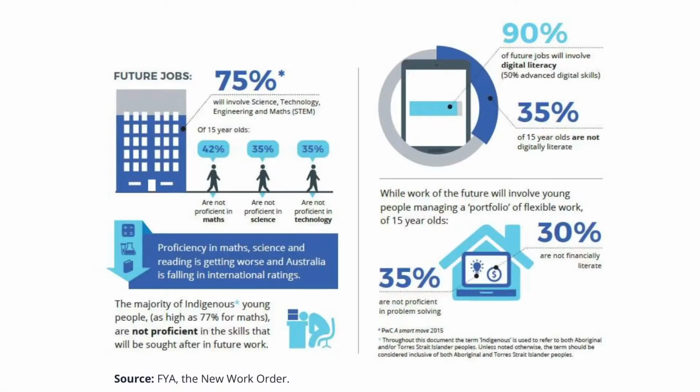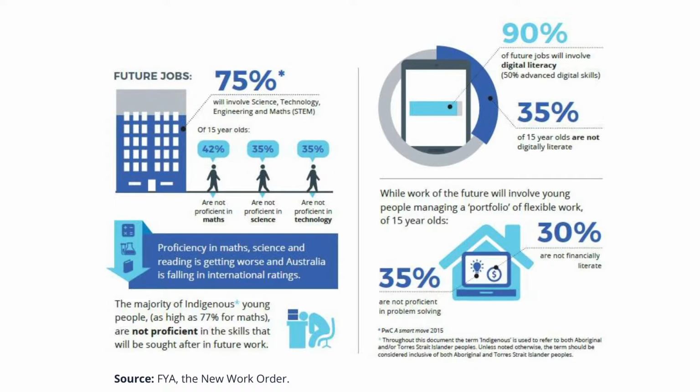The New Work Order also has this infographic. This report is freely available at their website and shows the areas that we should be a little bit concerned about. The one that concerns me most is Indigenous Australians and kids from English as an additional language backgrounds. They are finishing school and they are not proficient in maths.